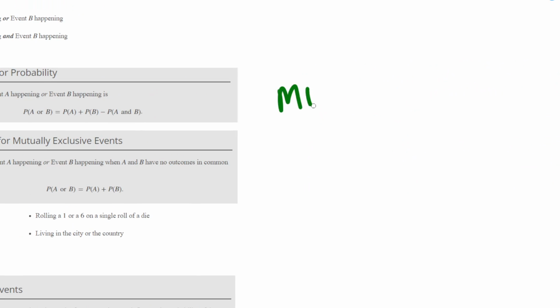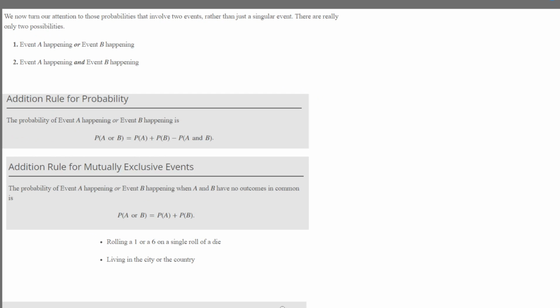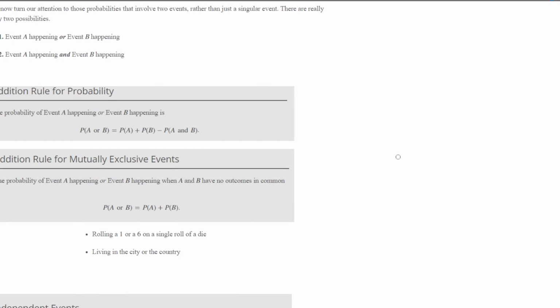So mutually exclusive events, and independent and dependent events. Mutually exclusive events are when A and B cannot happen at the same time. So you cannot roll both a 1 and a 6 on a dice in one roll. You roll it, you either get a 1 or a 6. You can't get both at the same time. It doesn't work like that.